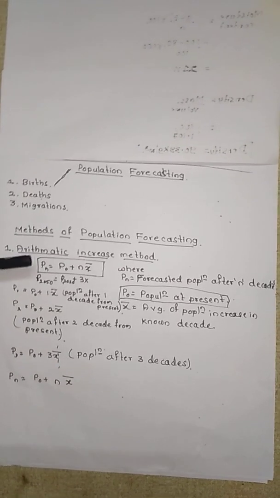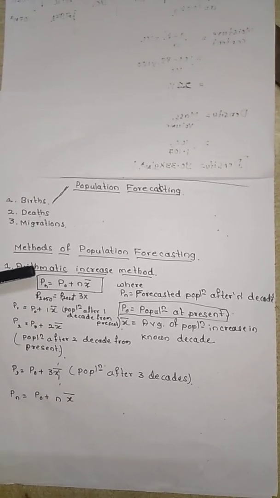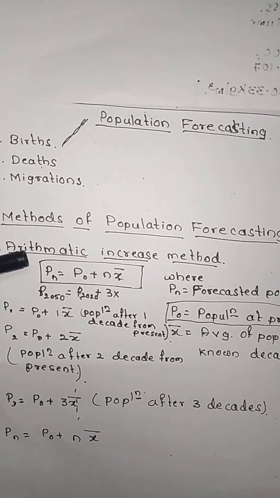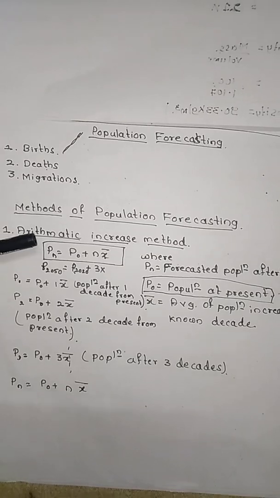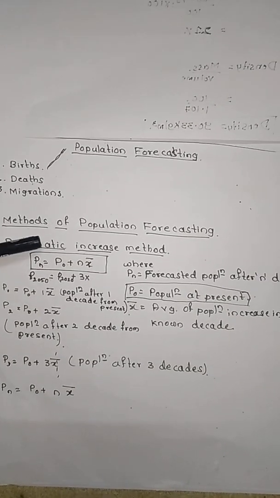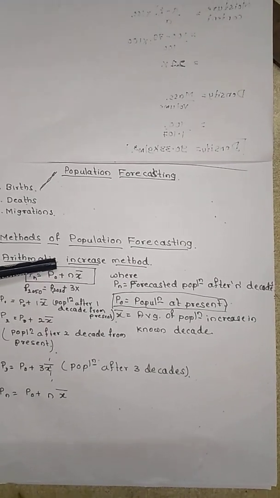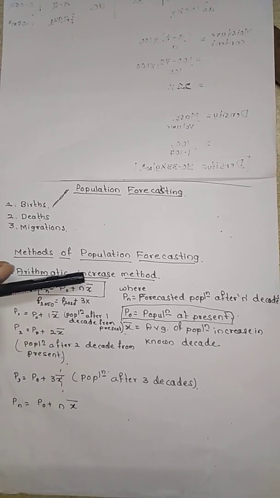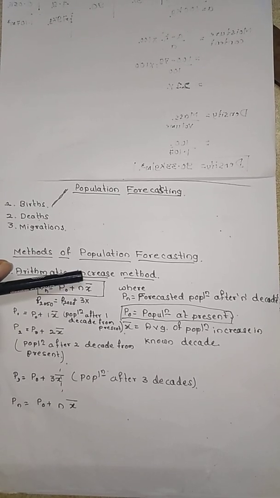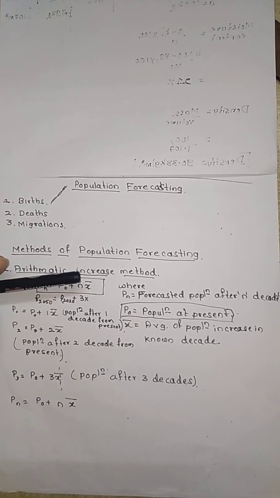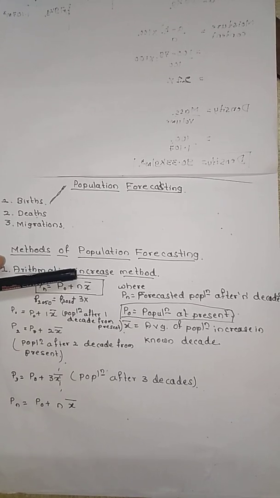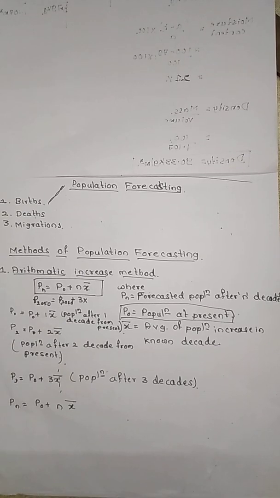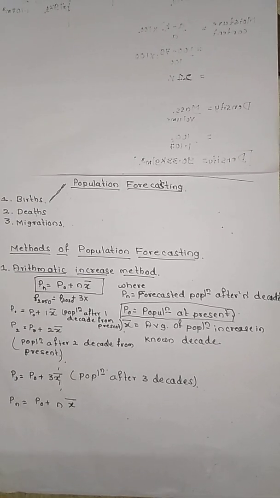In this we will be using the formula Pn is equal to P naught plus N x bar. Pn is the forecasted population after n decades. P naught is the population of the last known decade. N is the number of decades. X bar is the average of population increase in the known decades. This we have seen in the last class, where I explained all these characteristics.